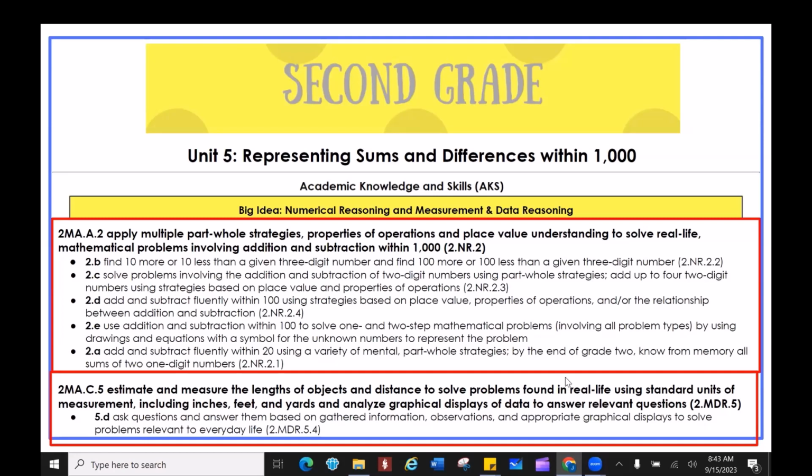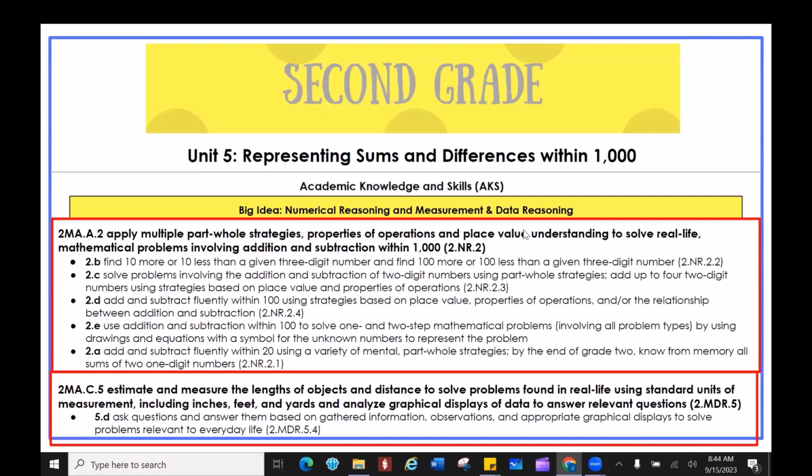AKS 2 involves students continuing to add and subtract numbers using a variety of strategies based on place value, part-whole, and properties of operation. In Unit 5, students will continue to add and subtract numbers within 1,000. Students will also continue to work on building fluency with addition and subtraction within 20 and strategies within 100. Let's take a closer look at the IOAs that will allow students to demonstrate mastery of the AKS.